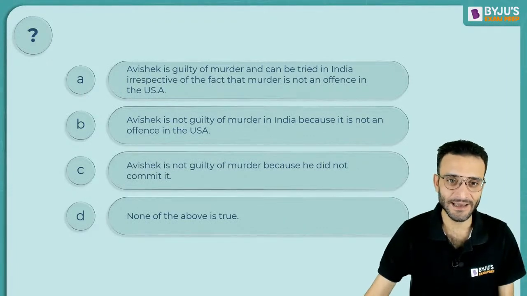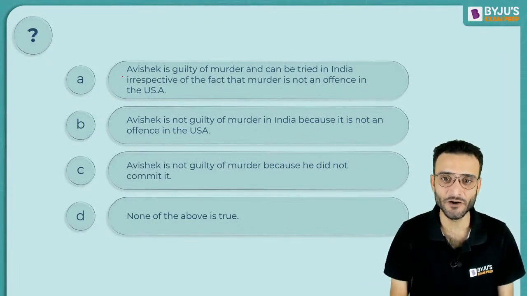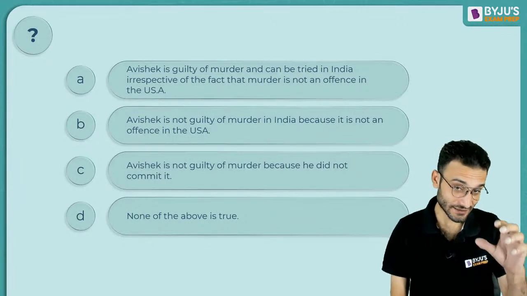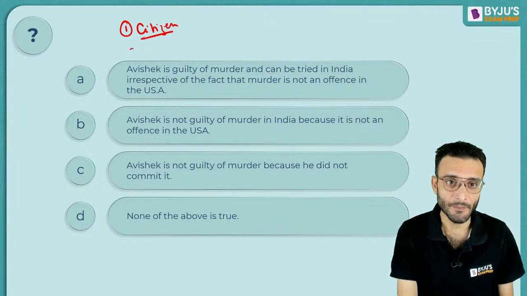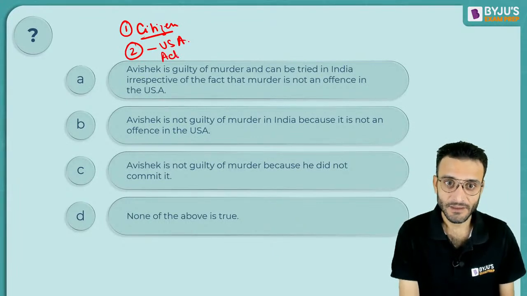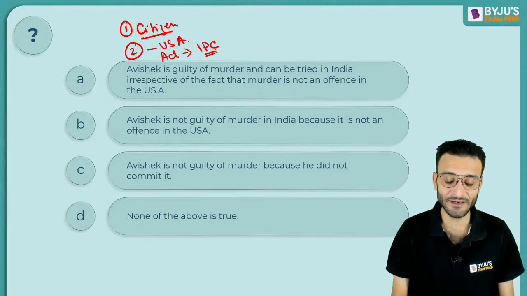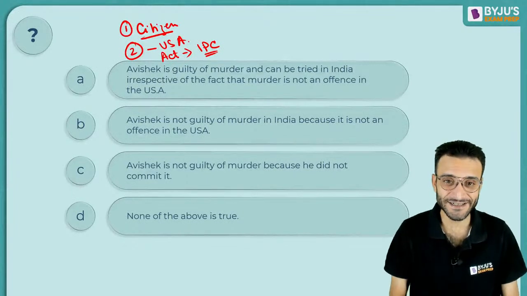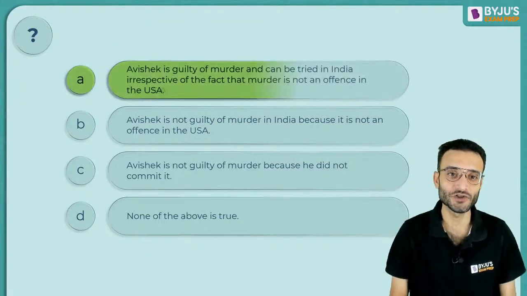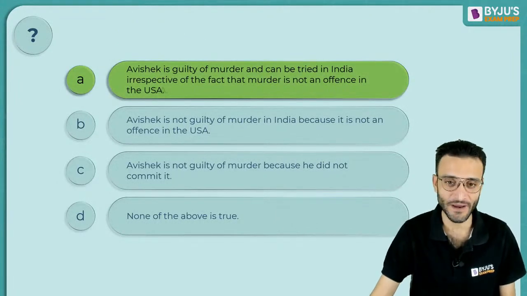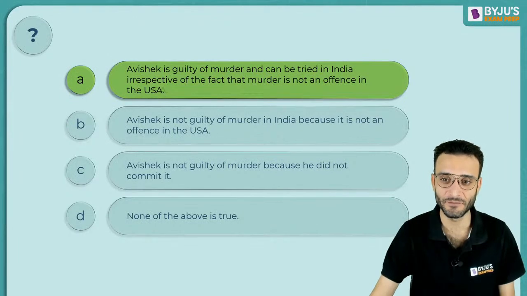The correct answer is Abhishek is guilty of murder because, number one, he is a citizen of India. Number two, he committed an offense in USA. Number three, the act is an offense under the IPC. These are the three ingredients given under the principle. All these three ingredients correlate well with the facts. So the correct answer is option A. Very good. All of you have given me the right answer.